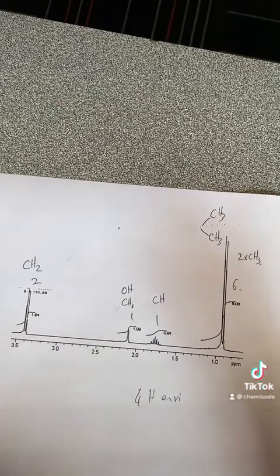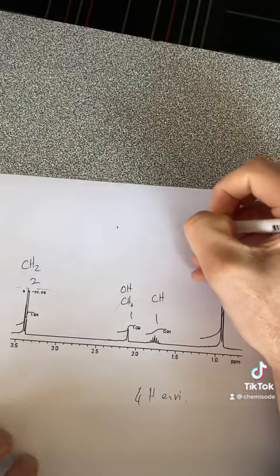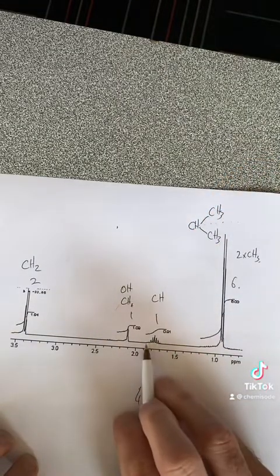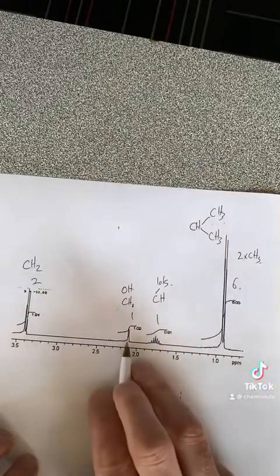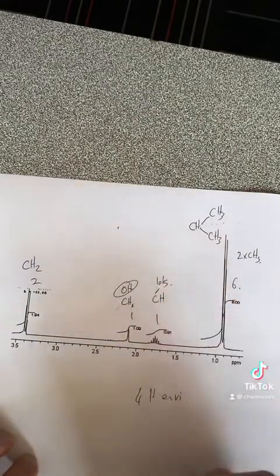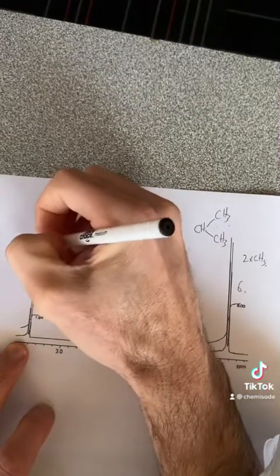Next job is to look at my neighbours. So therefore this guy has been split into 2, so this one is probably next to a CH. This guy here has been split into lots, so it's next to lots of hydrogen. This guy's not split at all, so chances are it's going to be the OH there. And over here, this guy's been split into 2 again, so therefore he's going to be next to a CH as well.